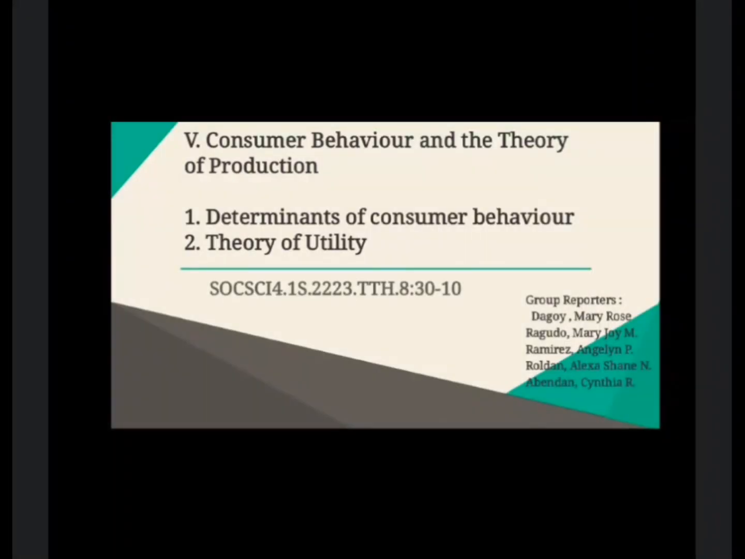Good morning, everyone. This is our report in SocSci 4. It's all about consumer behavior and the theory of production under determinants of consumer behavior, theory of utility.